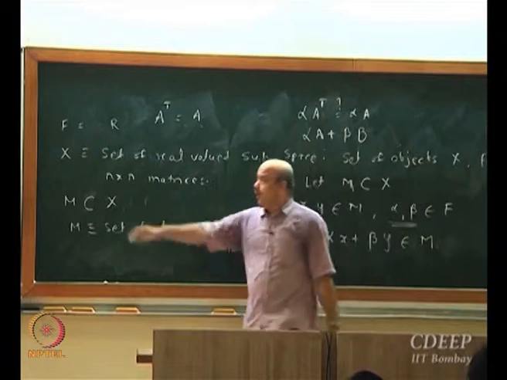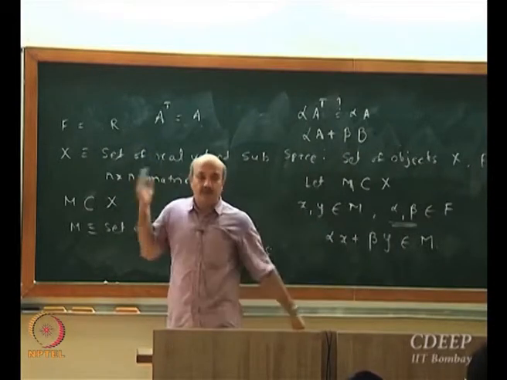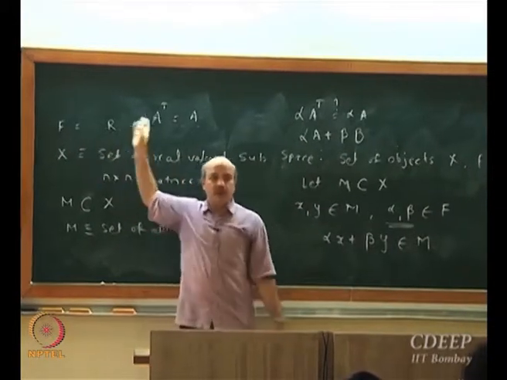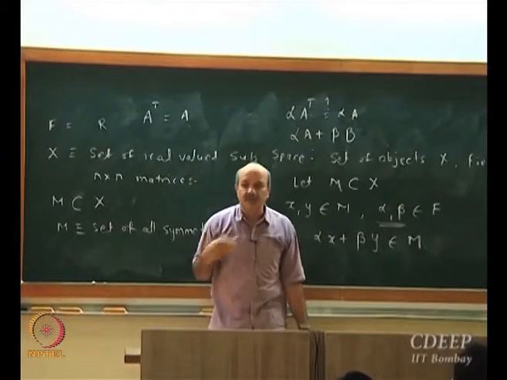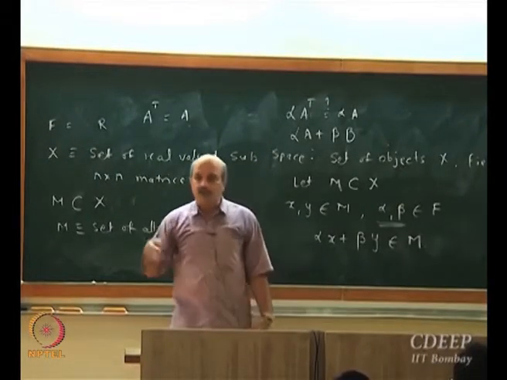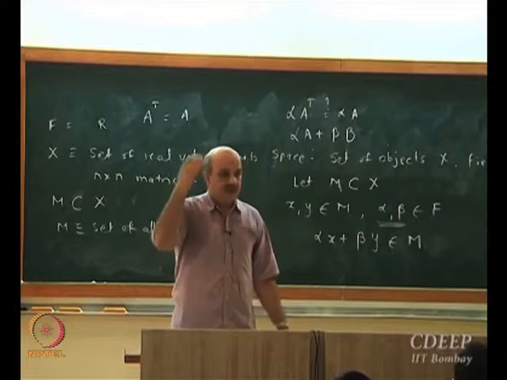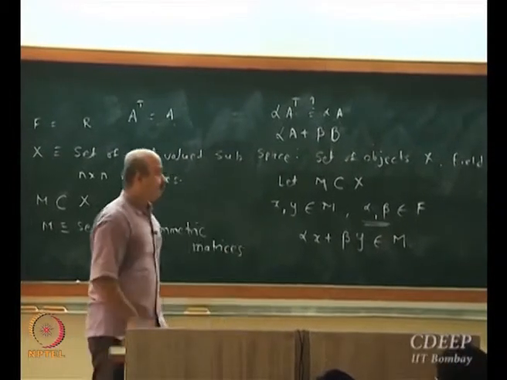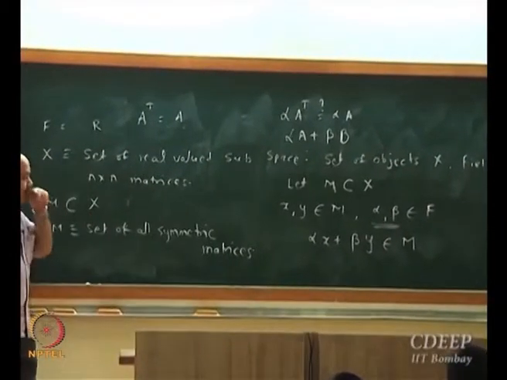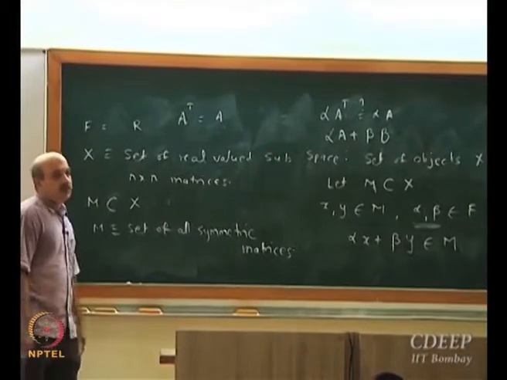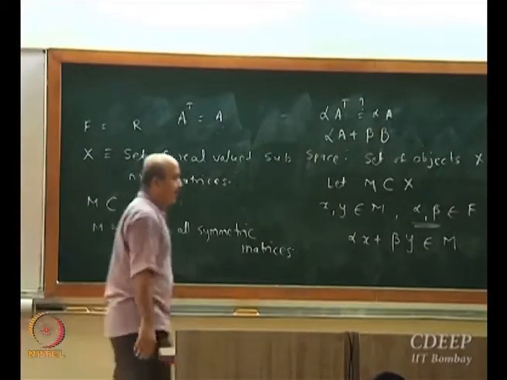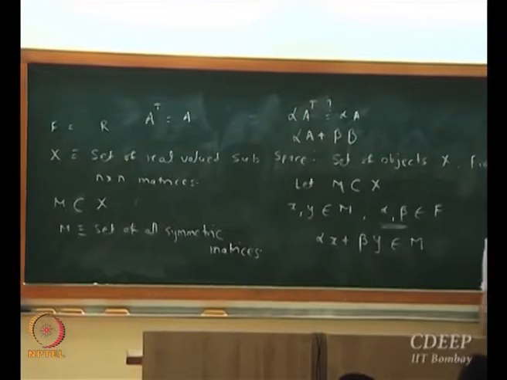Likewise, if you go to a set of complex valued matrices with the field being complex numbers, you can define the set of all Hermitian matrices, which will be a subspace of the set of complex valued matrices. So these are the generic examples.